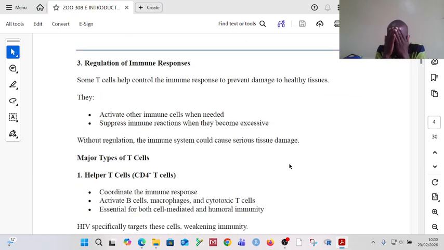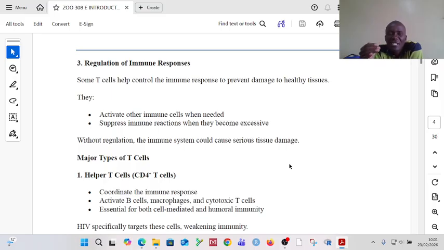Another thing is the T cells help in the regulation of immune responses. So some T cells will help in controlling how the immune system responds, so that it regulates how the immune system responds in order to prevent the immune system from damaging tissues that are healthy. Okay?